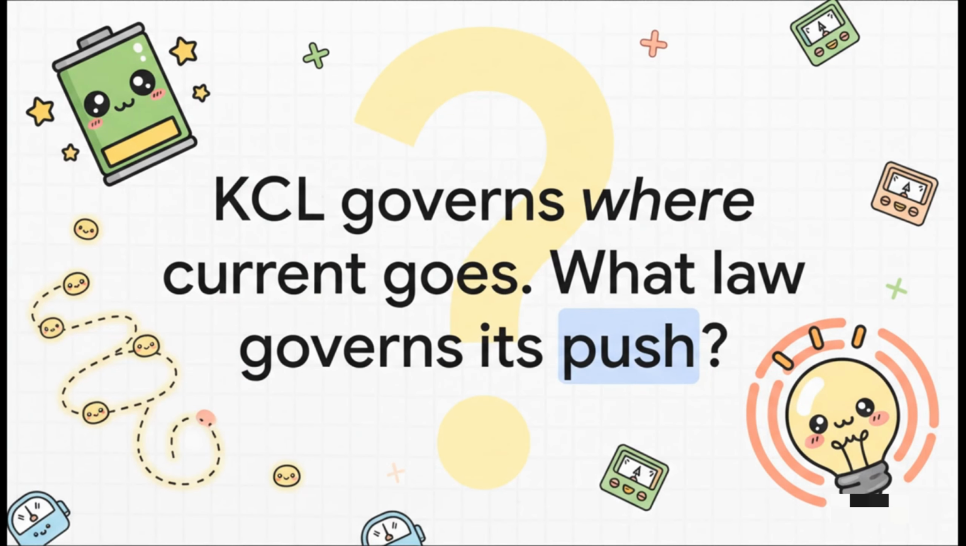So, we've figured out the rule that governs where the current goes. It's like traffic rules for electrons at an intersection. But that brings up a new question, doesn't it? What's the push that gets the current moving in the first place? What's the engine behind it all? Well, that's a story for another law, and we'll get into that next time.